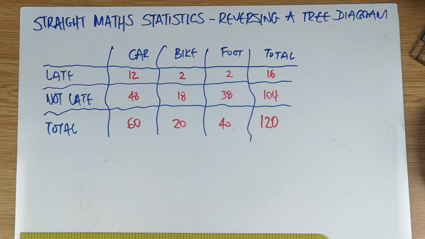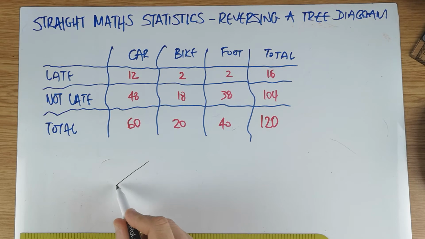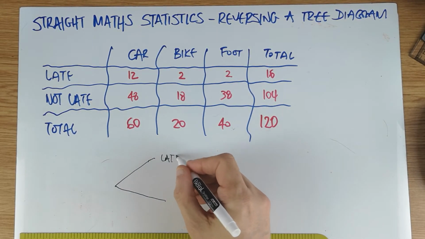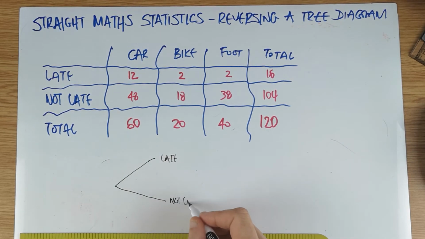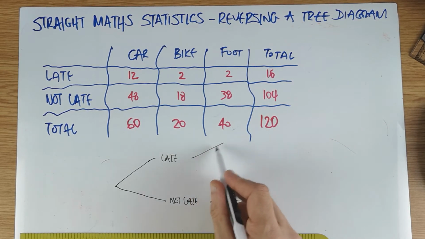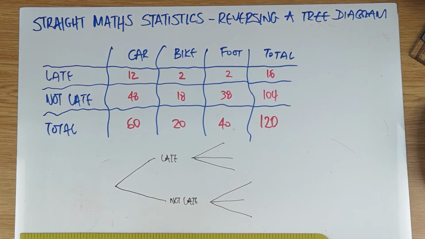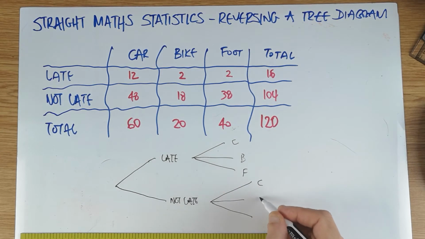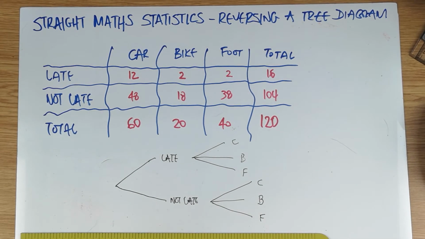And now I can actually extract it. I hope I can fit it in there. It does fit, to actually see the tree diagram. As the question dictates, we have late, not late, and then we have 1, 2, 3, 1, 2, 3, and we've got C, B, F, C, B, and F. And now look at this two-way table.